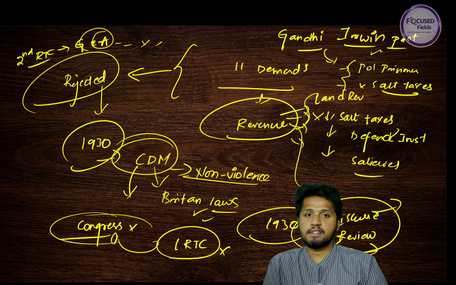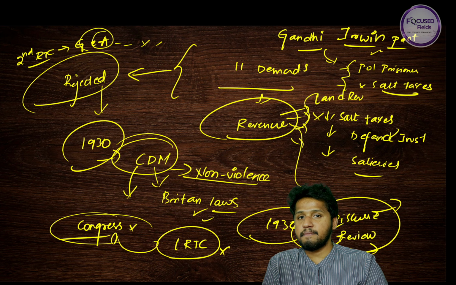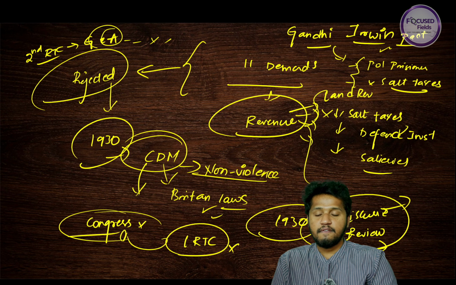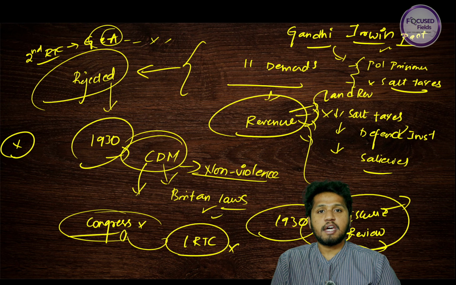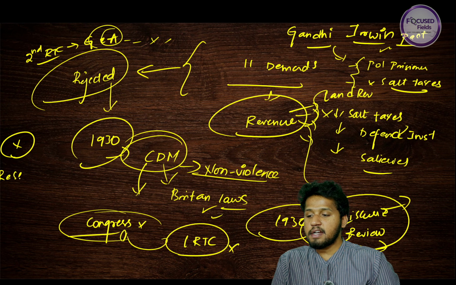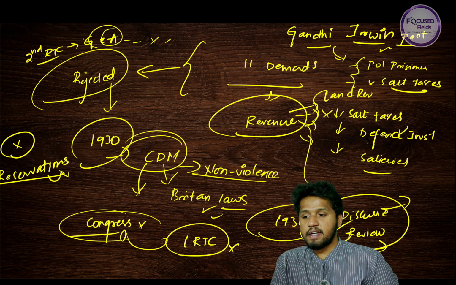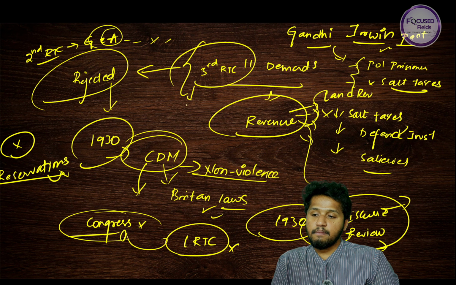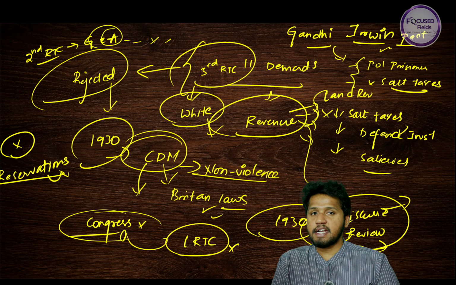In the third roundtable conference, they came up with a solution called the Pune Pact. This pact was made between Gandhi and Ambedkar, where they agreed between themselves that we are not going to give communal representation to the depressed classes, but within the Hindu fold, we are going to give certain reservations to them. This solves the problem. With that, the third roundtable conference closed, and the British government passed a white paper which later turned out to be the Government of India Act 1935.